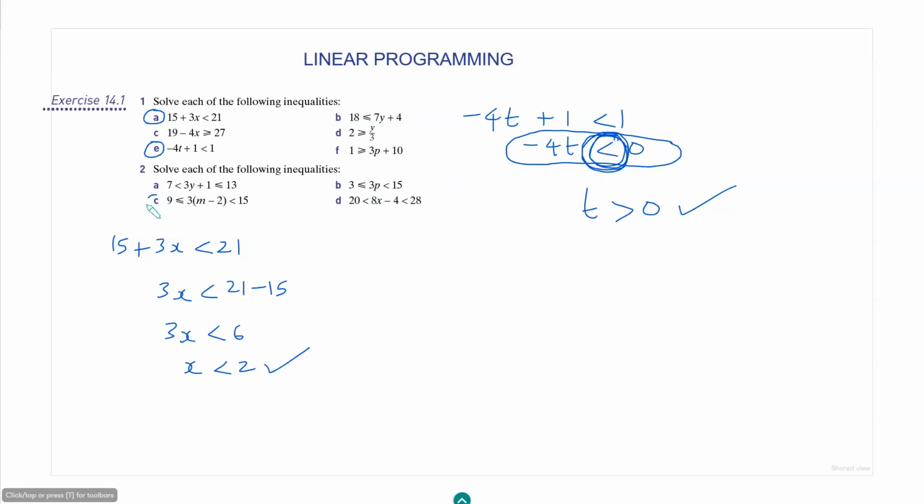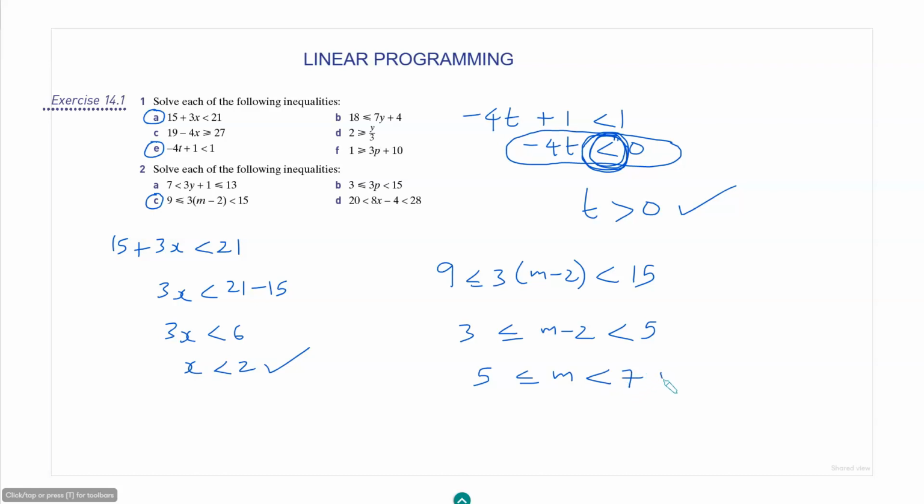Let's do one of these. Let's do C: 9 less than or equal to 3m minus 2 less than 15. How will you do this? You can first divide the whole thing by 3. So you get 3 less than or equal to m minus 2 less than 5. Then we add 2: 5 less than or equal to m less than 7. Very good.